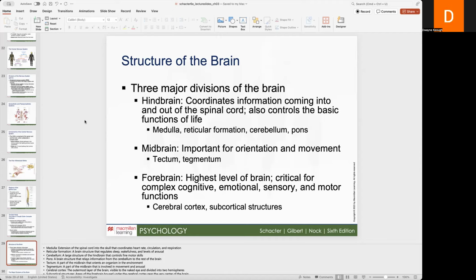The midbrain is really important for orientation and guiding our movements via the tectum and the tegmentum, and then we have the forebrain. The thalamus should also have been mentioned in the midbrain, but let's just leave that. The forebrain is also the highest level of our brain. We talk about it this way. It's really the neocortex, cerebral cortex. It's absolutely critical for complex cognitive thoughts, emotions, and sensory and motor functions. We'll get into much more detail in other courses, but for now, that's probably good.